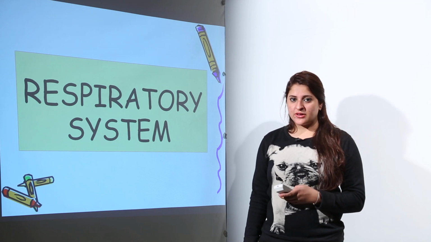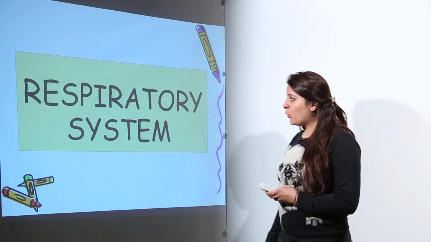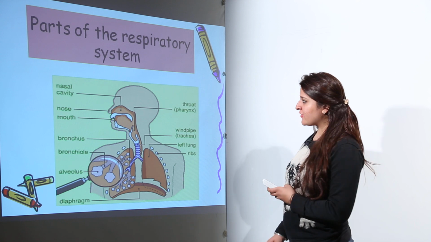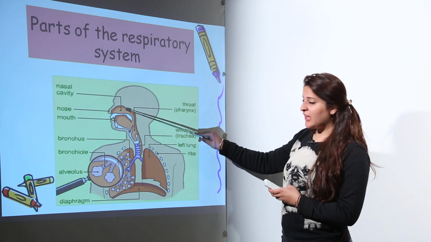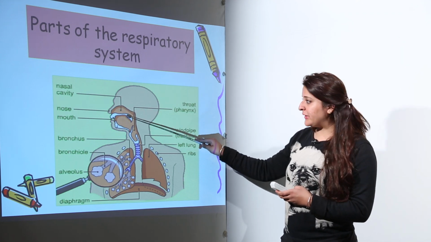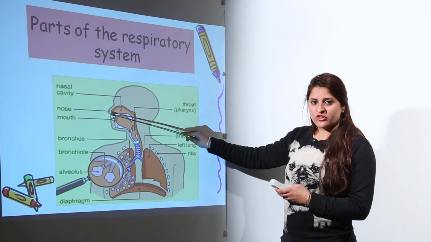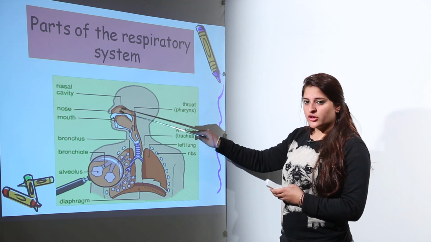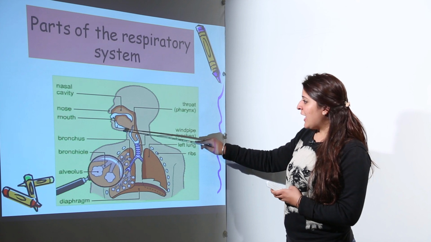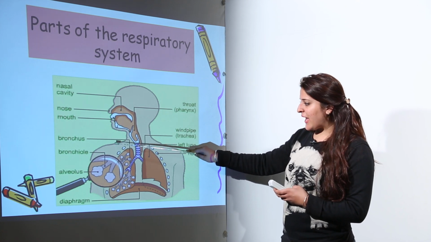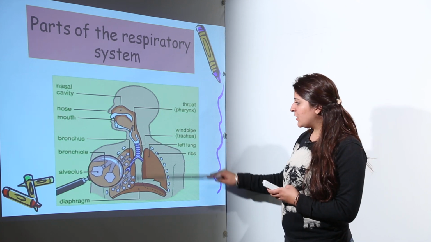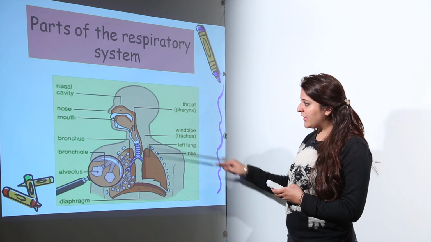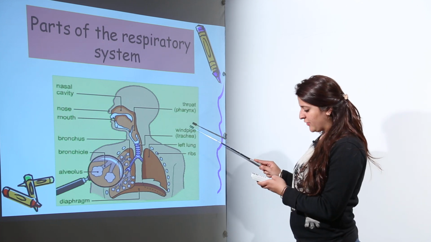Moving on to our next chapter, which is the respiratory system. What are the different parts of the respiratory system? The first part is the nasal cavity, through which we breathe in and breathe out. The nose, which consists of nostrils, the mouth for people who breathe through the mouth, and the bronchus, bronchioles, alveoli, and diaphragm. We will be discussing all these parts. So, these are the various parts of a respiratory system.